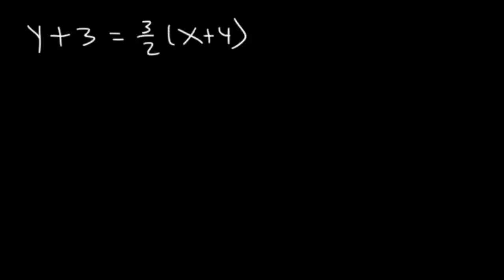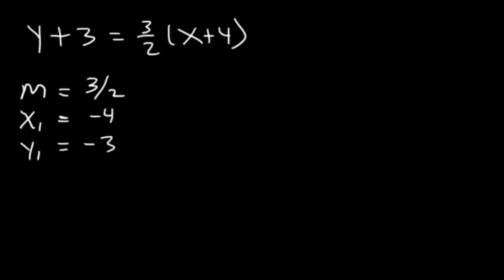Let's try another example. Let's say we have this equation, y plus 3 is equal to 3 over 2 times x plus 4. So identify the slope and the point. We can see that the slope is equal to 3 over 2. Now what's x1 and what's y1? x1 is negative 4, y1 is negative 3.